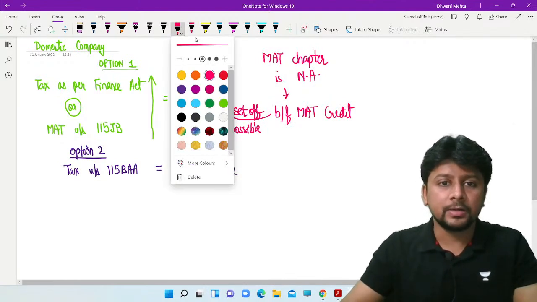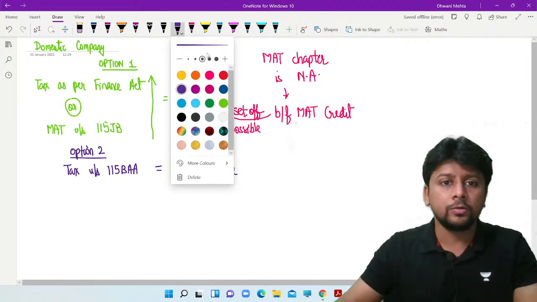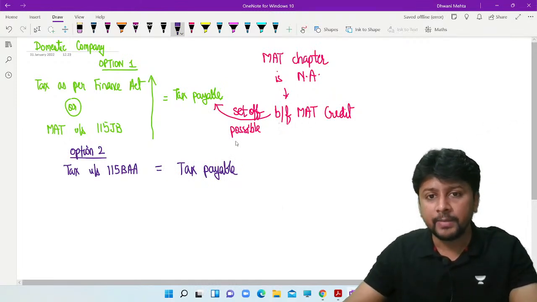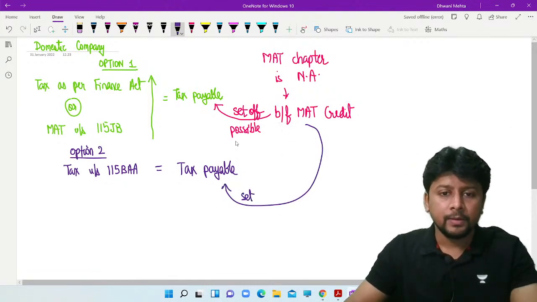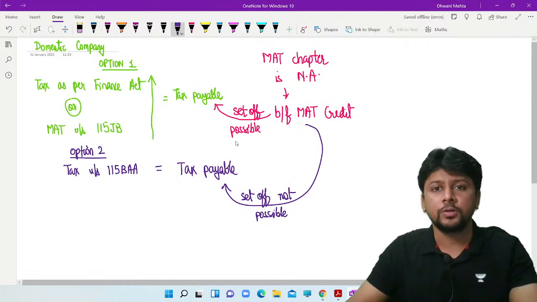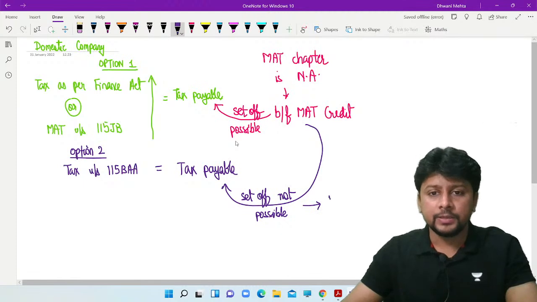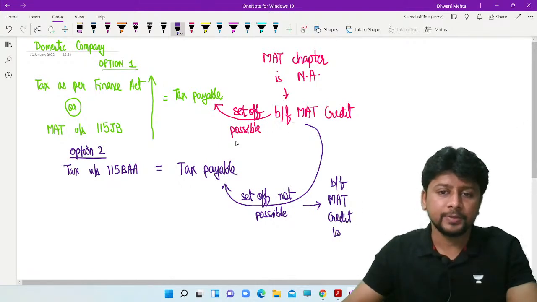But if by chance the company decides that I do not want to pay tax according to the Finance Act, I want to pay tax as per 115BAA, then since the MAT chapter is also not applicable, MAT credit set off is not possible. Now, if MAT credit set off is not possible and the MAT chapter does not apply, it means whatever is the brought forward MAT credit will lapse.